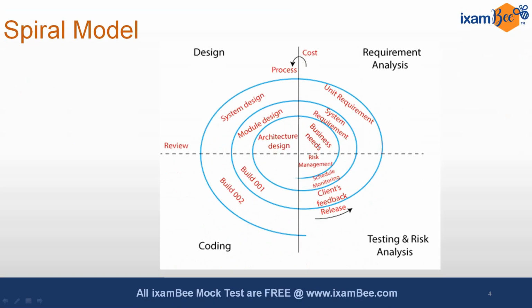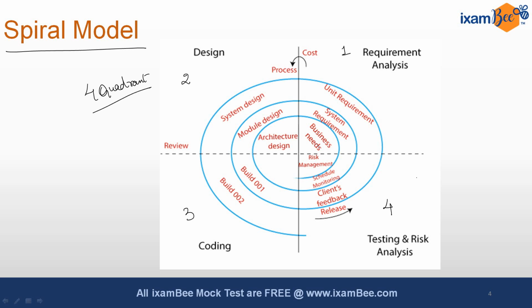Coming to the third model, it is the spiral model. What happens in a spiral model? You can see there are spirals drawn around an XYZ axis. We make this kind of structure and divide it into 4 quadrants, and these 4 quadrants specify different kinds of steps. The first quadrant will be your requirement analysis, the second will be your design, the third will be your coding, and the fourth will be testing and risk analysis.